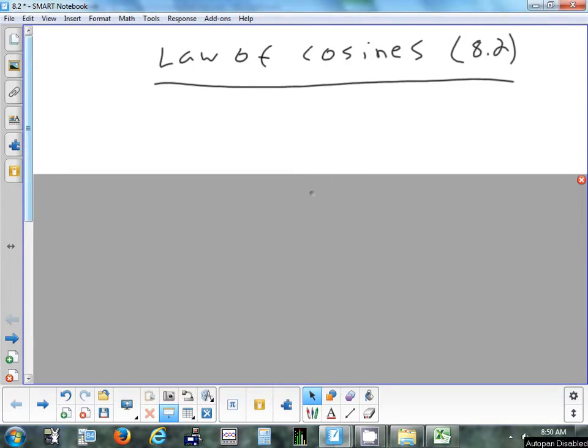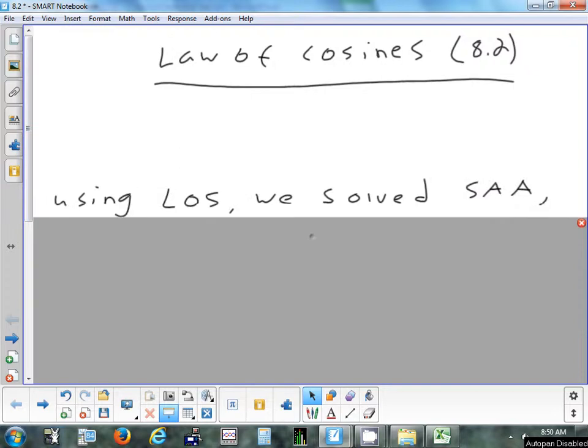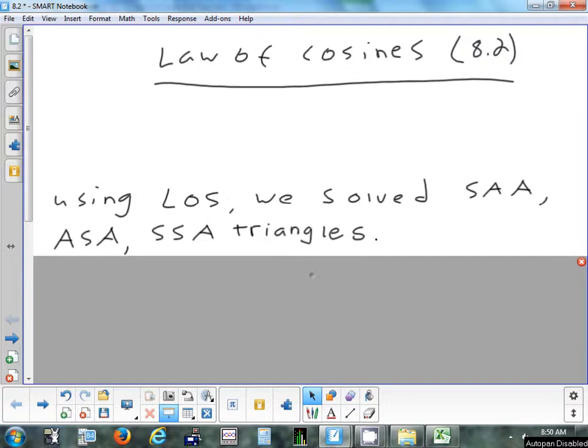All right, so today we're going to finish talking about how to solve triangles. Using law of sines, we were able to solve three types of triangles: side angle angle, angle side angle, and side side angle. This is what last week's test was on. This week we will not be solving these kinds of triangles.